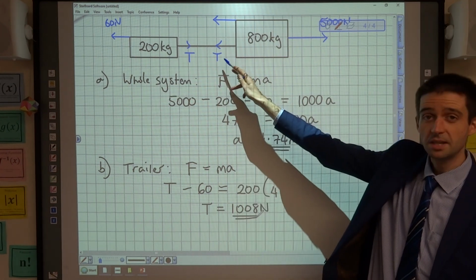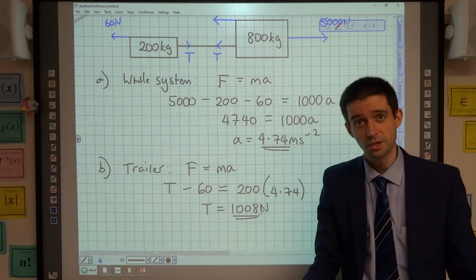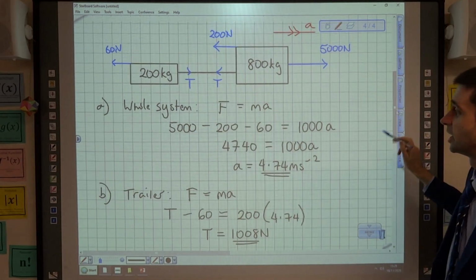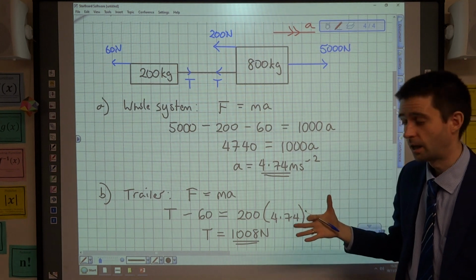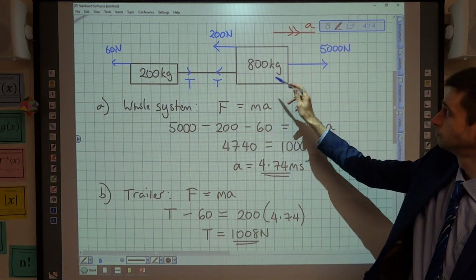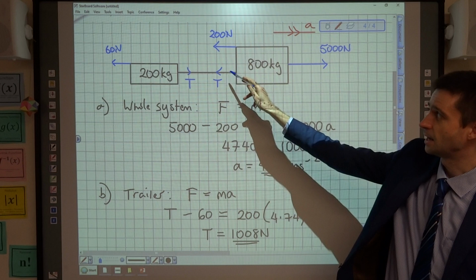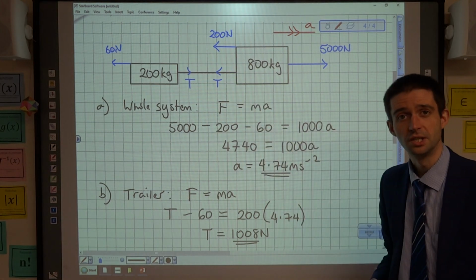And that would also be this tension here. And what you might like to do to check is to set up a resultant force equation for the car. Check that you get the same value for T when you use 4.74 as the acceleration.